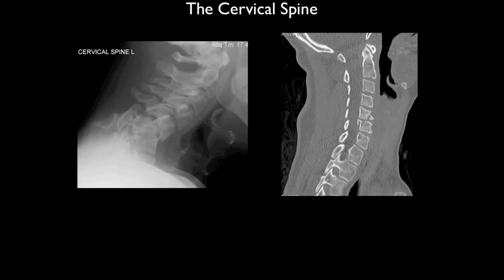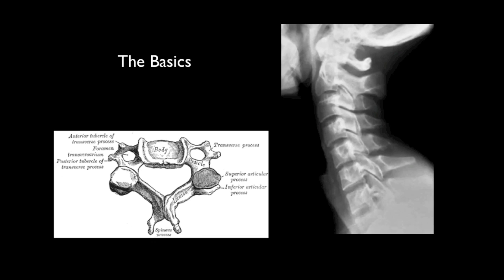We see a lot of cervical spine injuries, but like a lot of orthopedic injuries, it's not just the bones that define the injury, but the soft tissues as well, the things that we can't see on the x-ray. Okay, so a few basics to start with. Here we have on the left a typical cervical vertebra, and on the right we have our standard lateral neck x-ray. What are we looking at when we look at the x-ray?